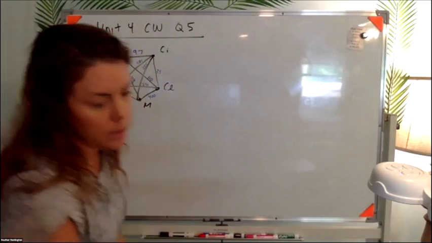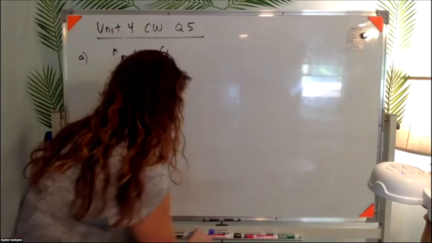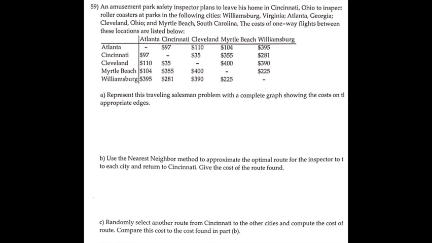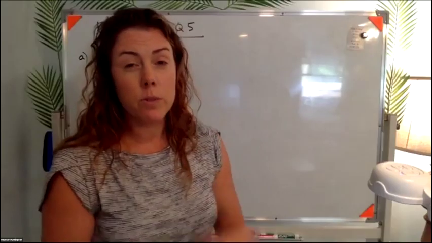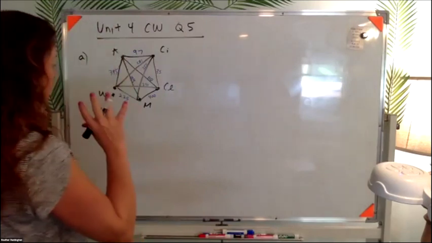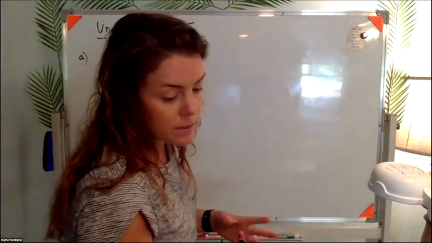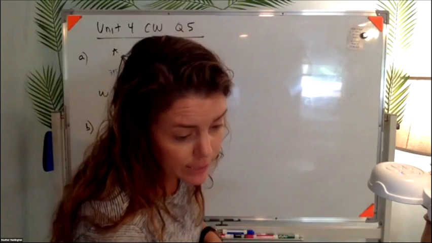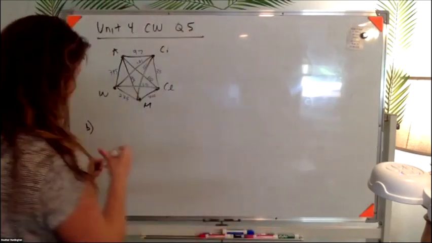Okay, part B is use the nearest neighbor method to approximate the optimal route for the inspector to go to each city and return to Cincinnati. Give the cost of the route found. And then it says to randomly select another route from Cincinnati to other cities. So we can also reinforce that it might not be the optimal solution. But with the nearest neighbor method, we will all get the same answer. So we're starting in Cincinnati.